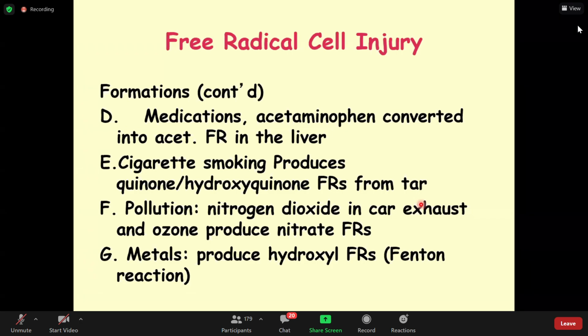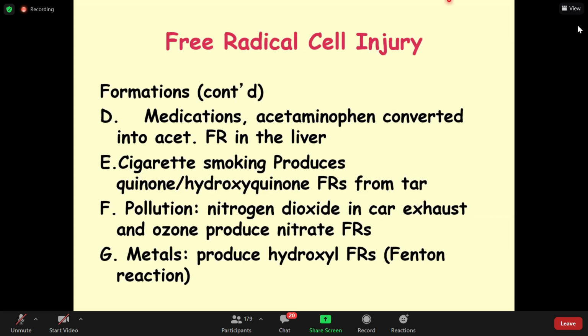So this is why, for example, if you do an autopsy on a patient who overdosed on acetaminophen and died, the first thing that the pathologist will do is look at the areas of zone 3. And they will see that those areas of zone 3, the area around the central veins, are going to be necrosed as a result of this cell injury that happened from the free radicals.